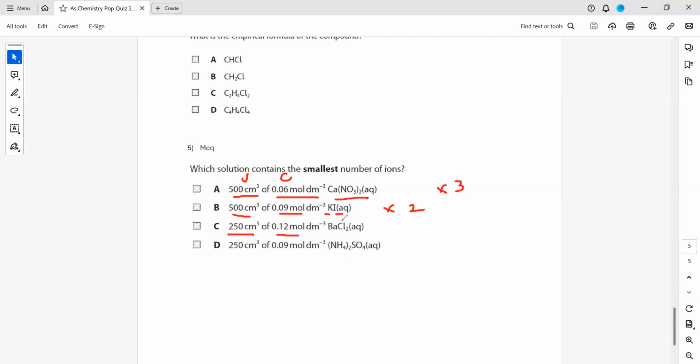Here, volume into concentration, you get the moles. And how many total ions are there? 2 chloride ions and 1 barium, so it will be 3. Here, volume into concentration, you get the moles. And how many ions? 2 ammonium and 1 sulfate, so this will be multiplied by 3. So you have to multiply, and the one which will give the highest number, in that case, D will be the right answer.